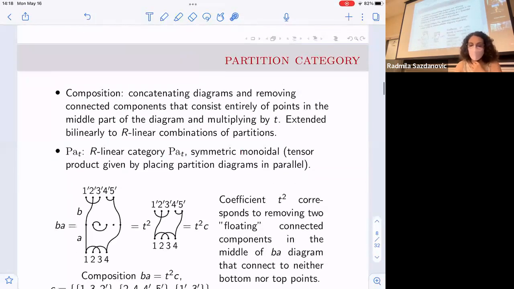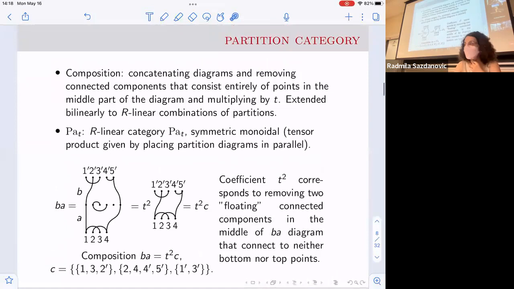The way that we're going to define the composition, or the operation here, is by concatenating diagrams. So I'm going to place B on top of A, and again, I need the number of points to match here. And then what happens is that I can get these floating components that are not part of the original description. That's where the choice of the element of your ring or field comes into play. That's how we're going to evaluate. Every closed floating component is going to contribute a factor of t. So I simplify my diagram and I get t squared times this new diagram C.